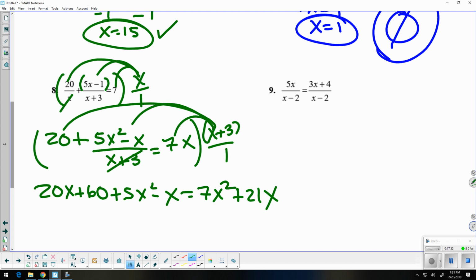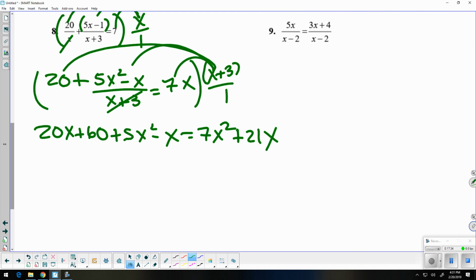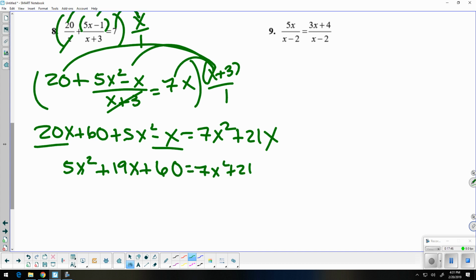Okay, so now go ahead and start getting everything together. Let's condense. I'm going to start with this side. So 20x minus x, that'd make that 19x plus 60, and we have 5x squared. And this equals 7x squared plus 21x.